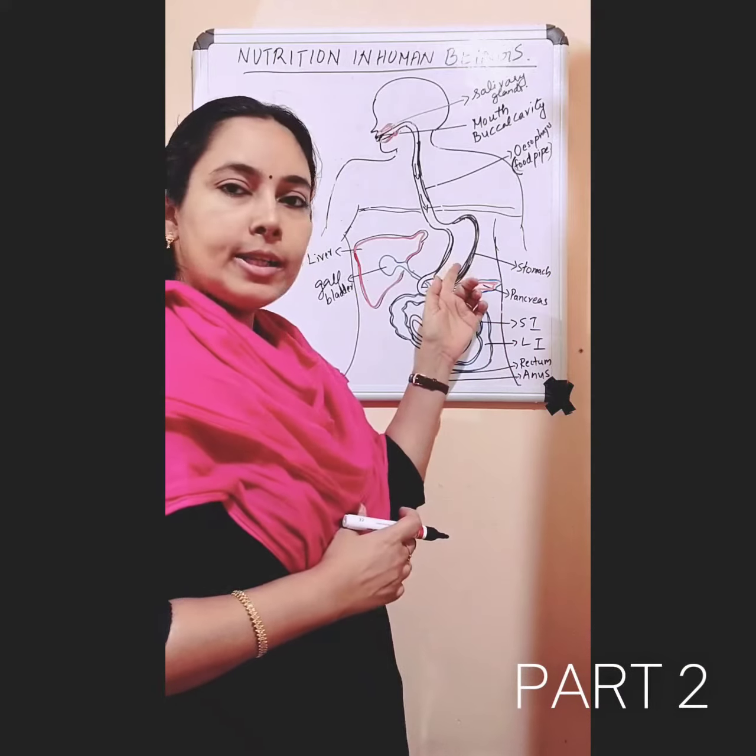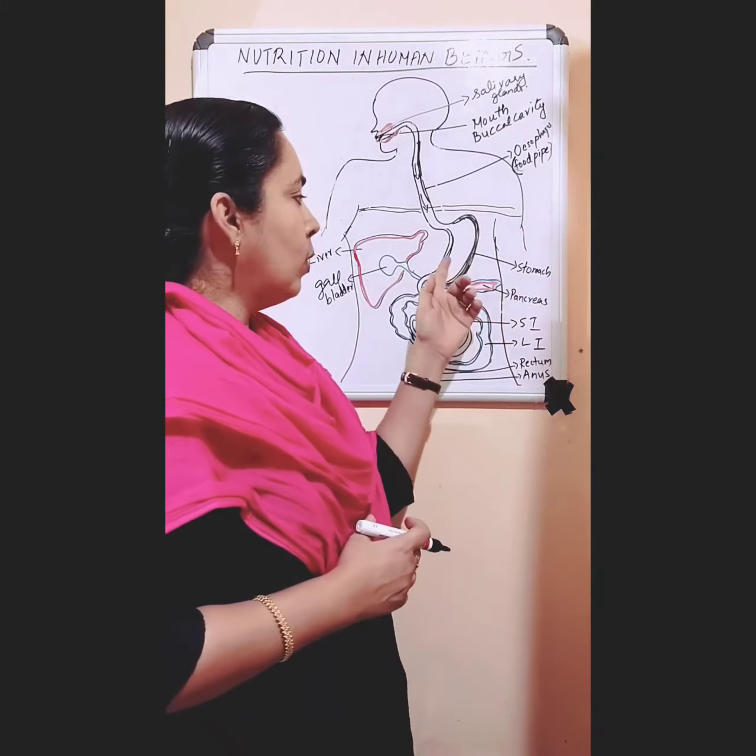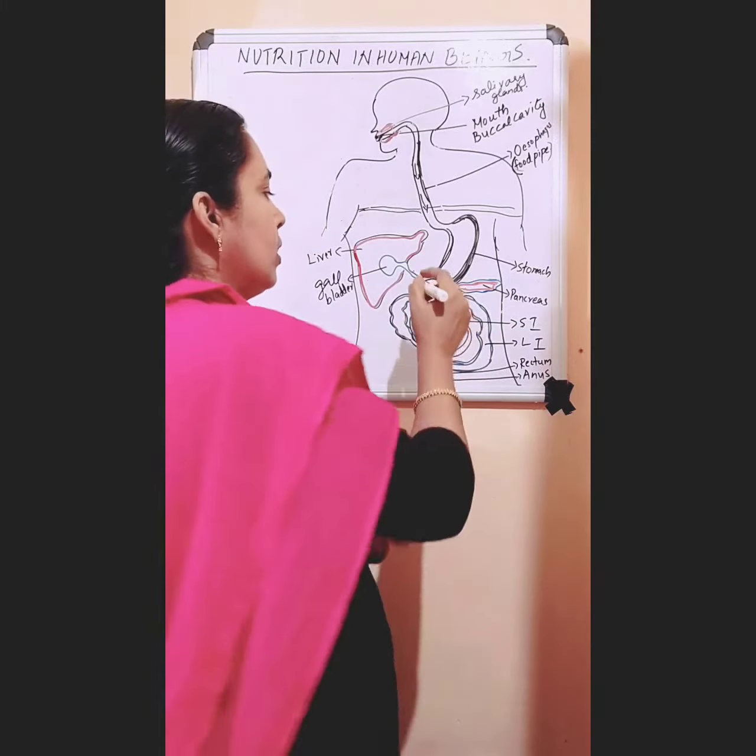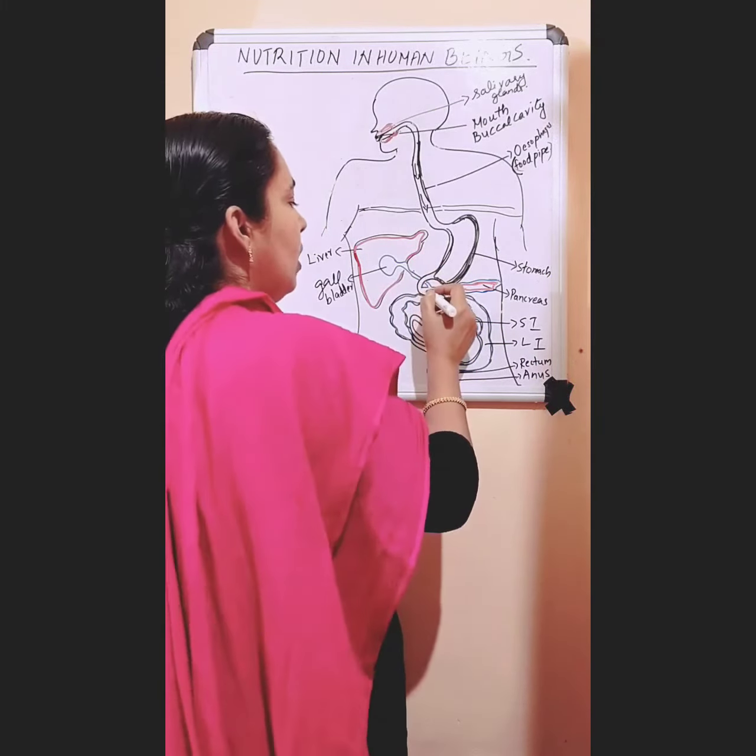The partially digested food then goes from the stomach into the small intestine. So next part is small intestine. So the food from the stomach goes into the small intestine. And the exit of food from stomach is regulated by a sphincter muscle which releases it in small amounts into the small intestine. And the small intestine is the longest part of the alimentary canal.